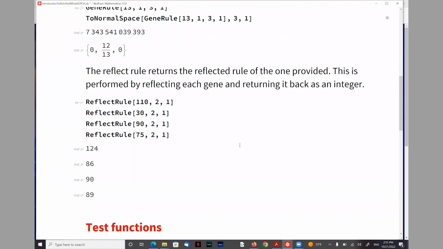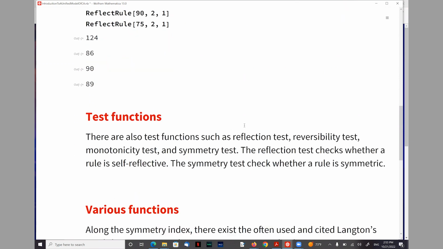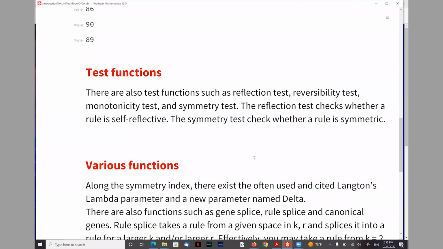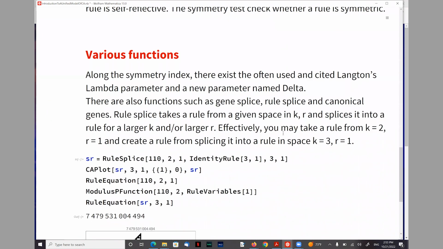The reflect rule, actually, if you have a rule, basically takes the rule and gives you the reflection of the rule. There are also test functions that can test for monotonicity, symmetry, reversibility test, reflection test, etc. There are some other various functions such as Langton's Lambda parameter. There is also a new parameter that I call delta.